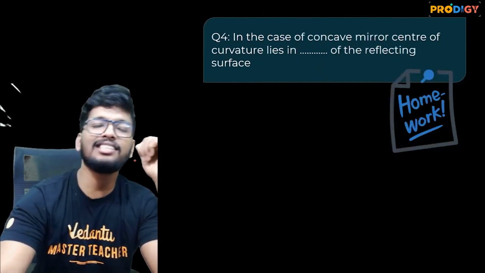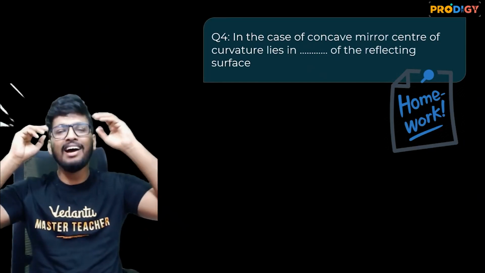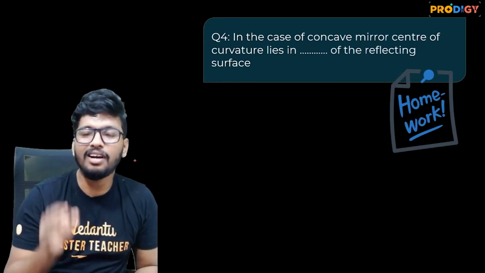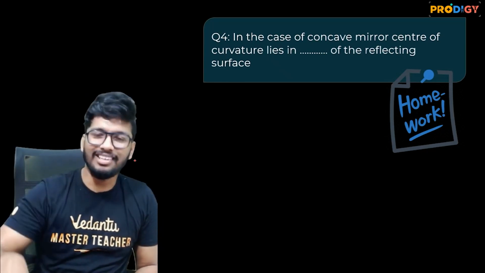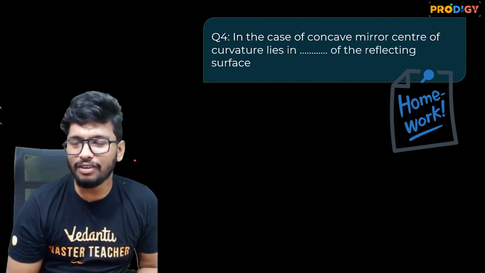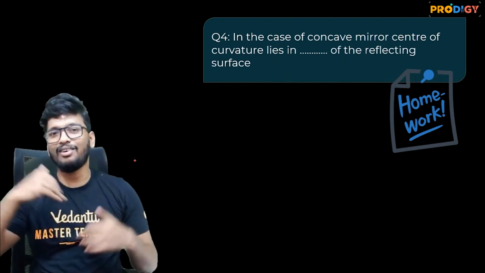All right, the last question is a homework question, guys, but don't ignore it. I want you to do it. It hardly takes 30 seconds, so please do your homework. Let me know in the comment section what the right answer is. The question is this: in the case of a concave mirror, the center of curvature lies in the dash of the reflecting surface. Does it lie in front or behind?